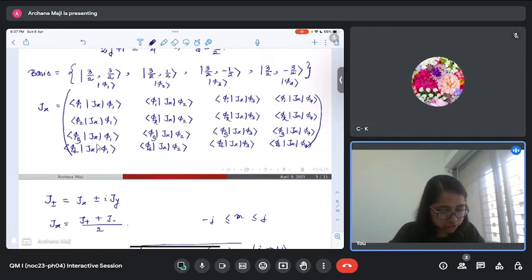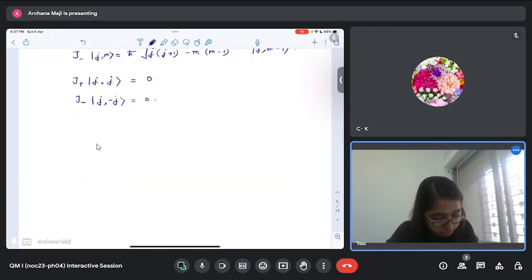So here Jx is acting on phi 1, and phi 1 is this state. So let's see what it gives.